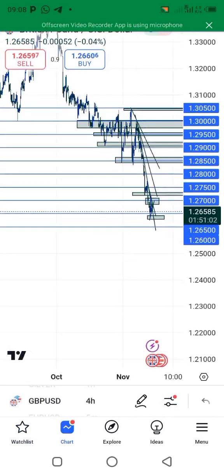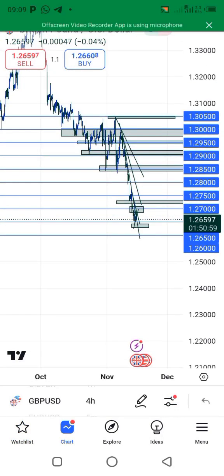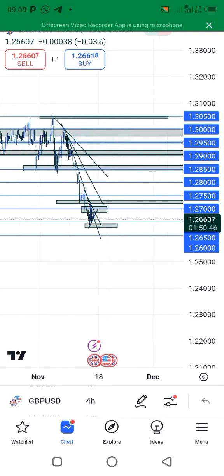In GBPUSD, the market has been trending in the downtrend direction for a very long time, and it's due to the election that was won by Donald Trump. This indicates that the US dollar currently has more strength, more significance and more importance, guys.